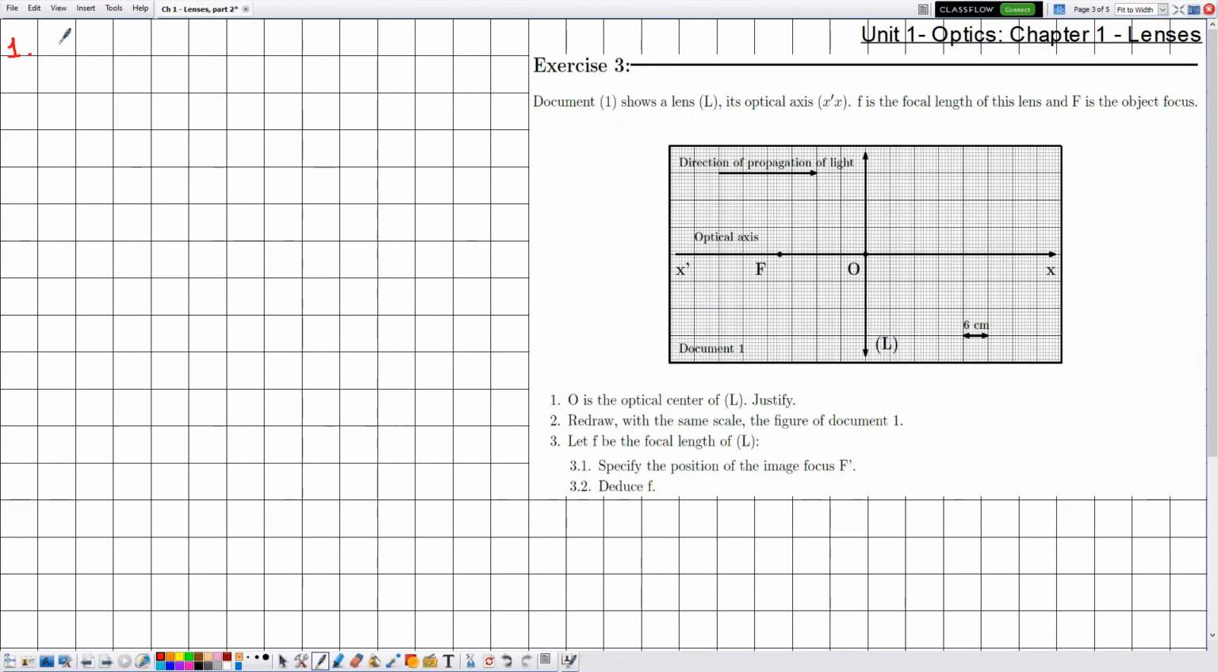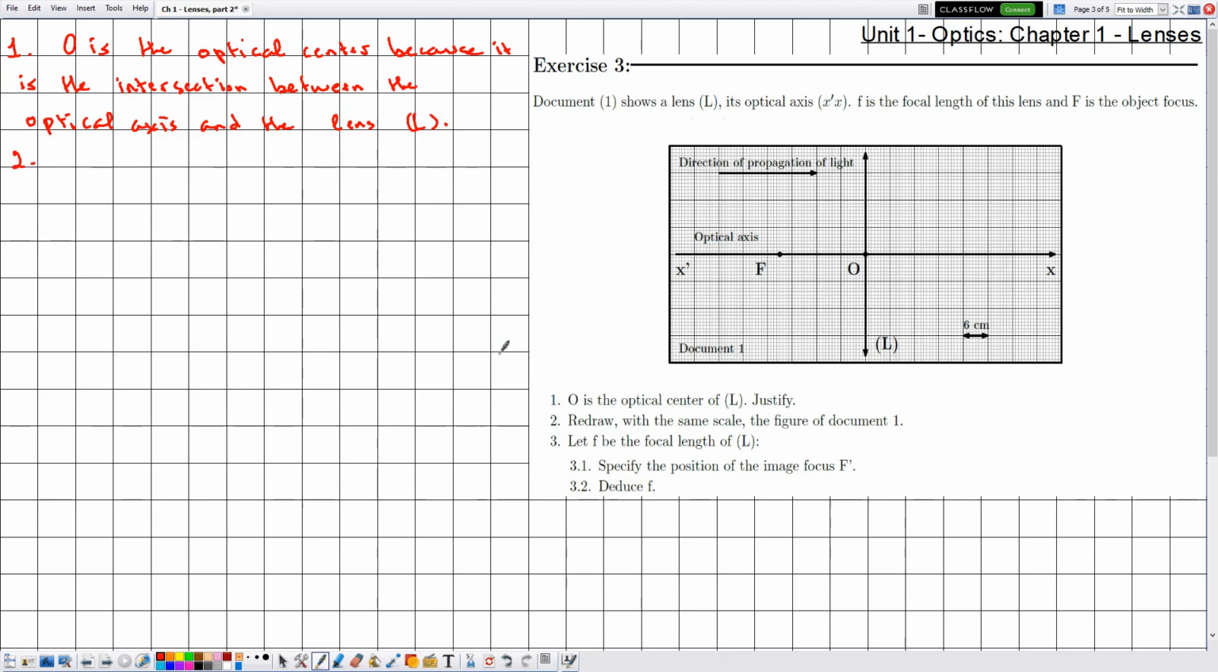Then let's write down: O is the optical center because it is the intersection between the optical axis and the lens L.